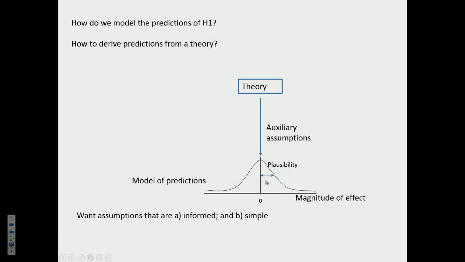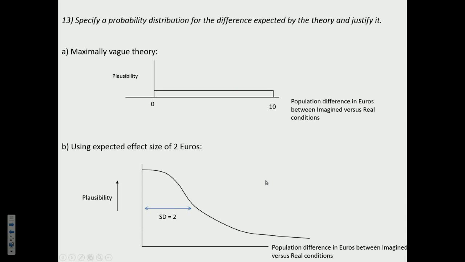So specify a probability distribution for the difference expected by the theory, and justify it. We can come up with two. If we use the maximum here, we could say 0 to 10, and I put a uniform on it. This isn't informed by anything in particular, but it's simple. Or, as I said, the other rule of thumb you use, if you've got an order of magnitude expected value, is a half normal, scaled by having the standard deviation equal to the effect size you think is somewhere in the order of magnitude of what you expect.